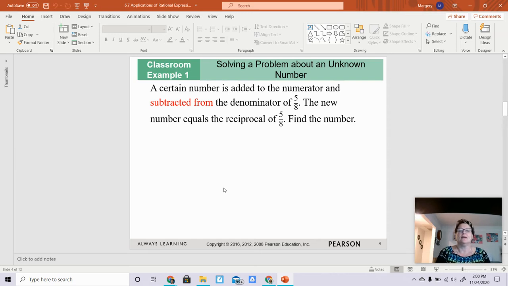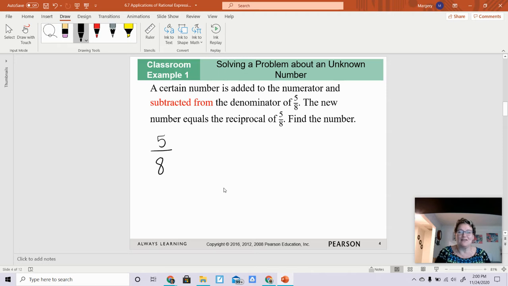So we have 5/8. I'm just going to go ahead and start and put 5/8. And we have a number that is added to the numerator and subtracted from the denominator, and it's equal to the reciprocal of 5/8. That is just 8/5. Now what I need to do is solve for x.